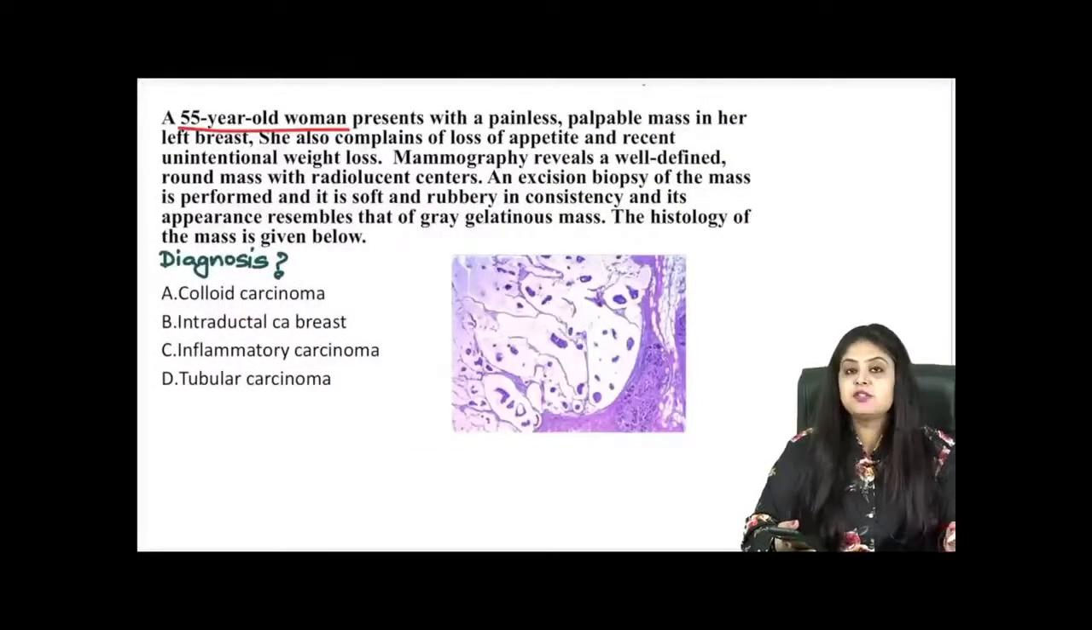I'm in the same organ still. What is this? A 55-year-old woman presents with a painless palpable mass in her left breast, loss of appetite, recent weight loss. Mammography has revealed a mass with radiolucent centers. Excision biopsy ka photo is given. Soft, rubbery, grey, gelatinous. What is the answer?